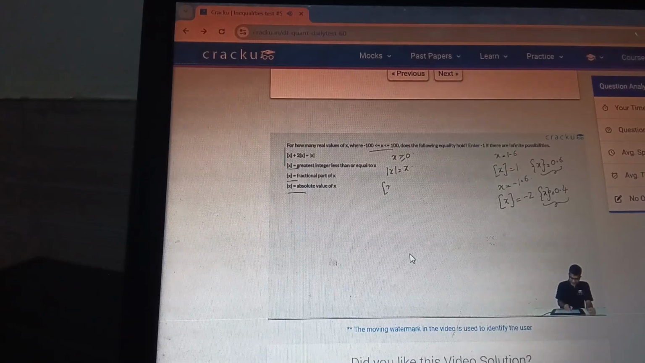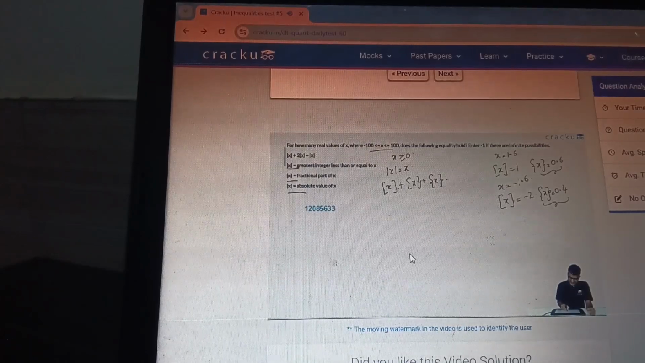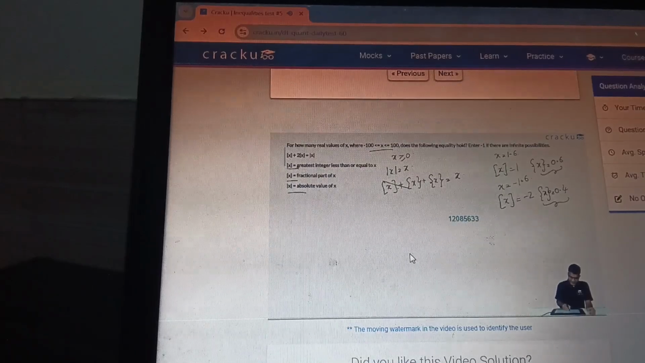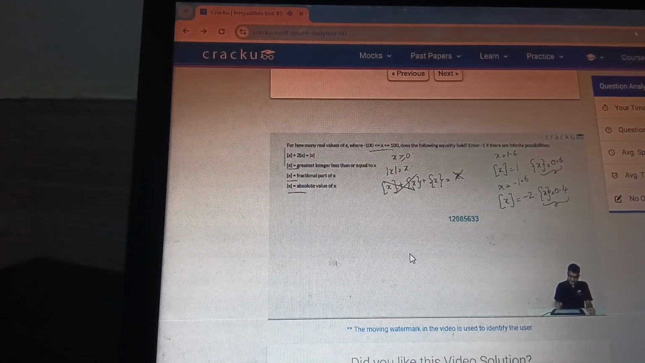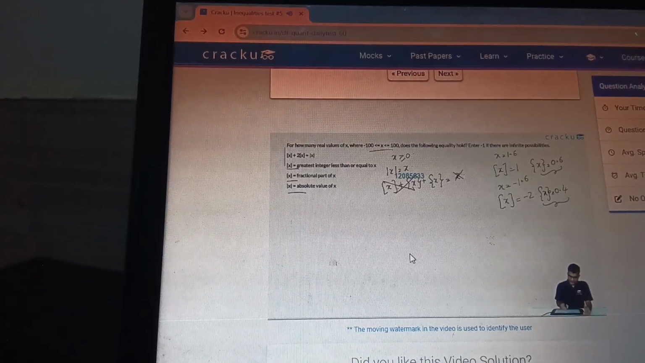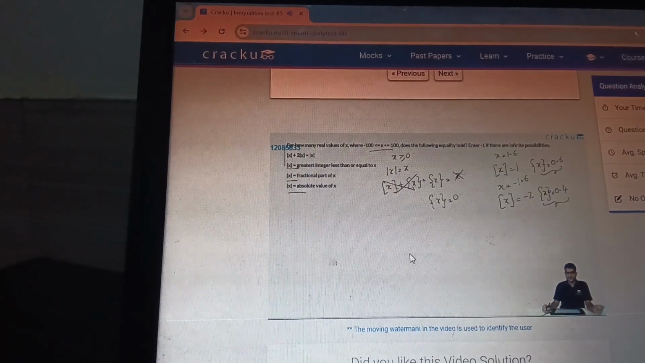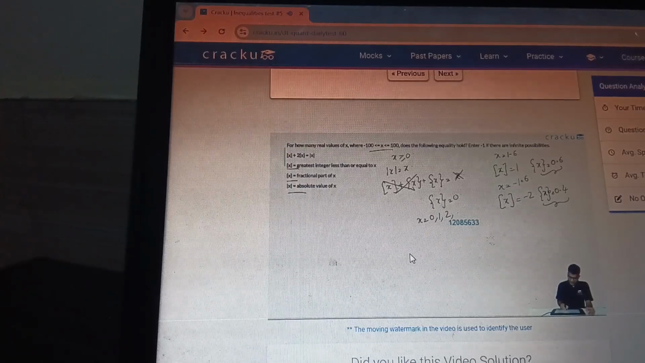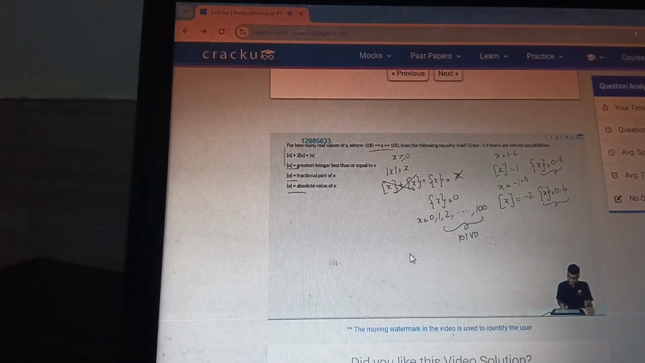It becomes the greatest integer less than or equal to x, plus the fractional part of x, plus the fractional part of x, is equal to x. But the value of the greatest integer which is less than or equal to x plus the fractional part of x is always equal to x. So we want the fractional part of x to be equal to 0. This would be true for all the integers. So we want x to be either 0 or 1 or 2 or dot dot dot till 100. There are 101 such values in the first case, where x is greater than or equal to 0.